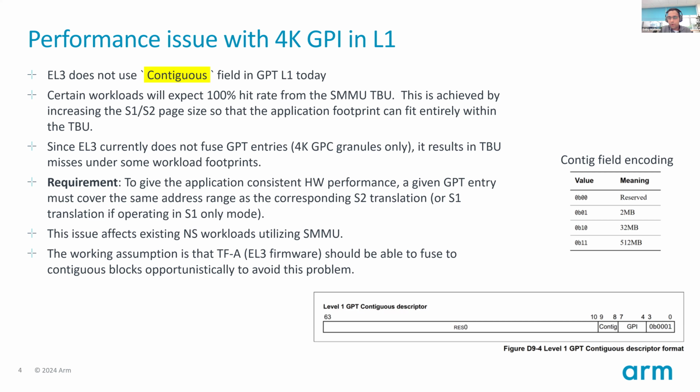I have shown the format of the contiguous descriptor. So the L1 contiguous descriptor is as shown in the figure over there, and it can be either of the 3 sizes mentioned. It can be a 2 MB contiguous descriptor, a 32 MB contiguous, or a 512 MB contiguous descriptor. Today TFA doesn't do it. TFA maps all of the memory in the 4K descriptor format at L1, and hence we have the performance issue.